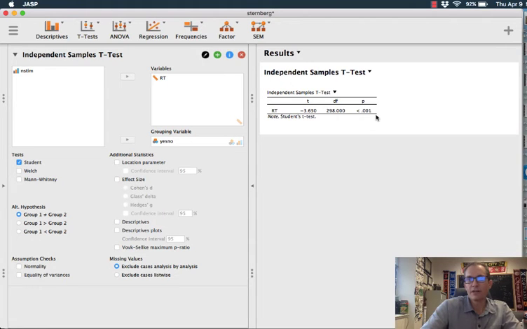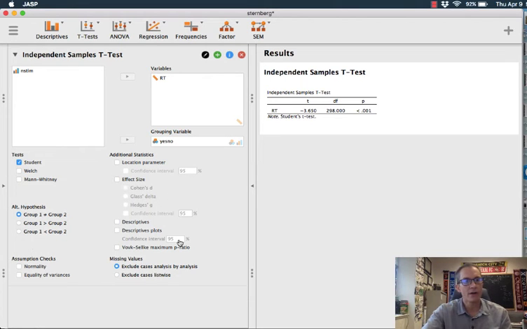Now, there is a significant difference. That doesn't tell us which one is bigger, which one is smaller. To do that, we would have to specify an alternative hypothesis. And we didn't do that here, but as you can see, there are options for doing this. So if you are doing examples where you are testing a directional hypothesis, then you can specify using one of these two buttons which one of those you use.